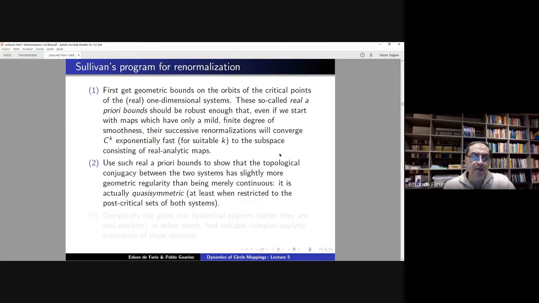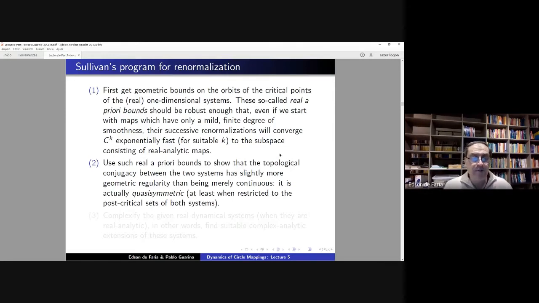so the second step in Sullivan's strategy is to use these a priori bounds to promote the topological conjugacy that you have between two systems. So if you have two unimodal maps, say, and you know that they're topologically the same, with a conjugacy that maps the critical point, then using the real a priori bounds, you can show that the conjugacy is a little bit more regular in the post-critical set. Okay, it's actually quasi-symmetric. So it's the restriction of a quasi-symmetric homeomorphism to the post-critical set.